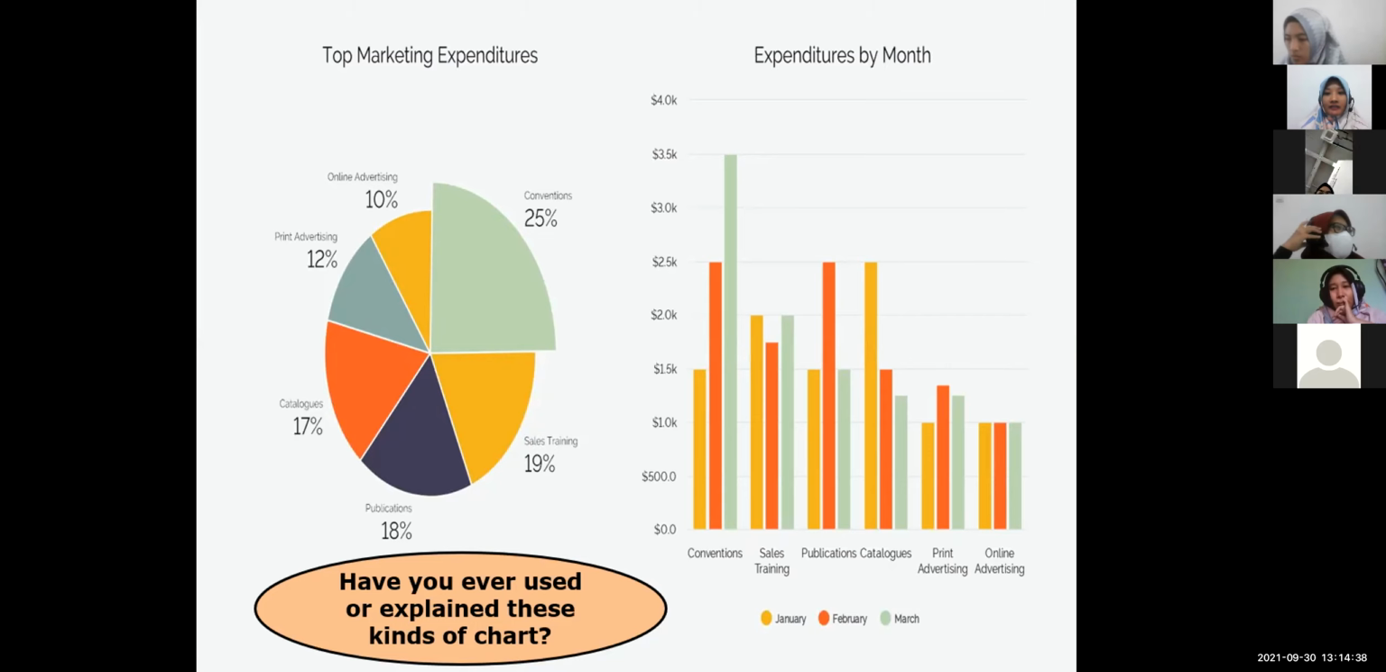Perhaps others, perhaps the other kind of chart that you have created. Miss Odi, Miss Vivi, Miss Shanas, Miss Tita, Miss Ayu, you can turn on your microphone and share what you have created, perhaps using a chart, or you never create a chart.